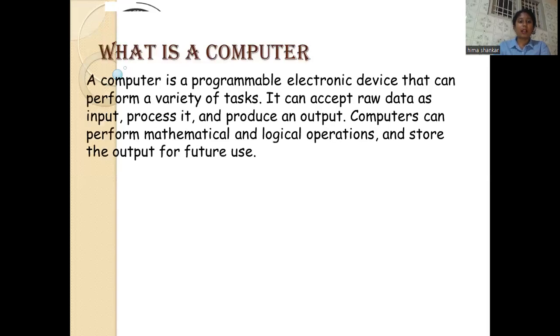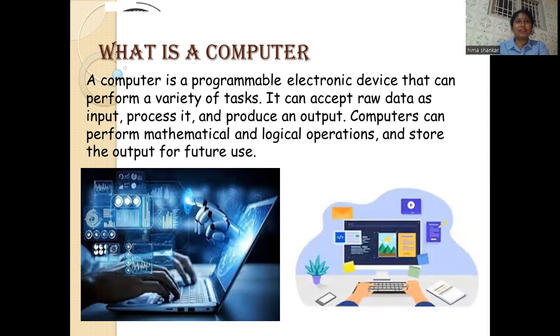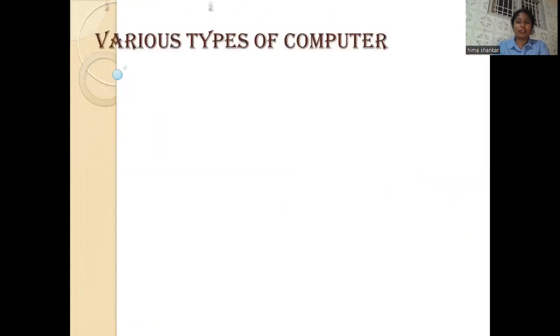So let's start with the introduction. What is a computer? A computer is a programmable electric device that can perform a variety of tasks. It can accept raw data as input, process it, and produce an output. Computers can perform mathematical and logical operations and store output for future use. The disadvantage about computer is it does not have its own IQ power. It cannot process without an input to give an output, and the programming language is not very much familiar to everyone. And let's start with various types of computer.